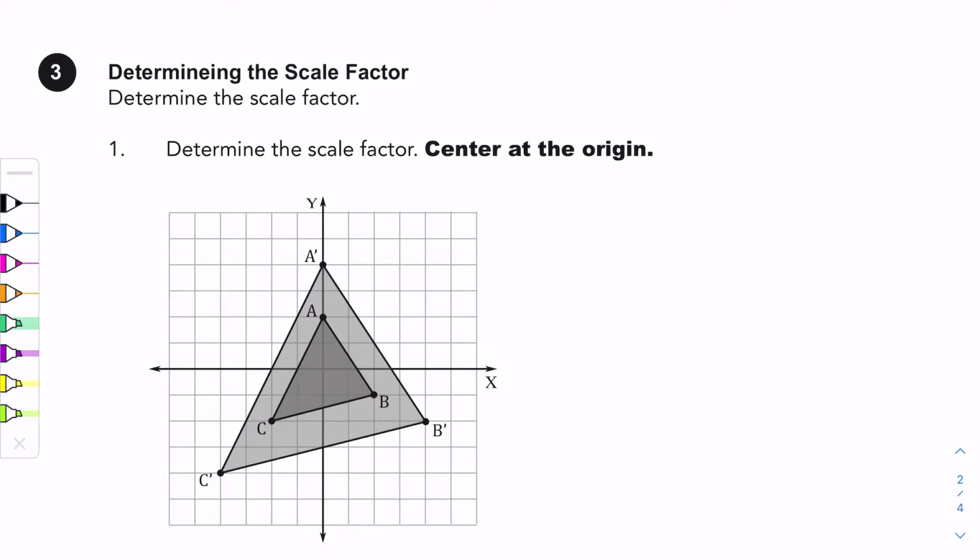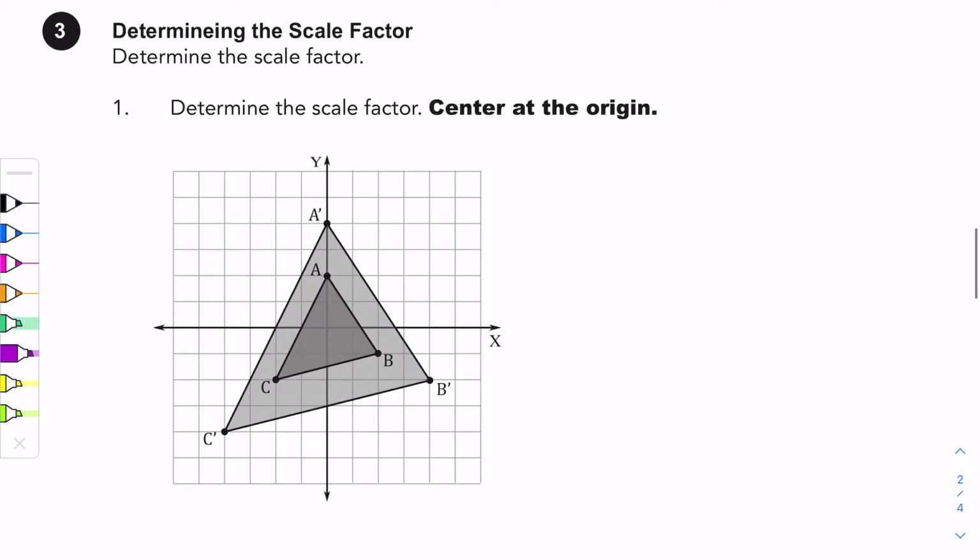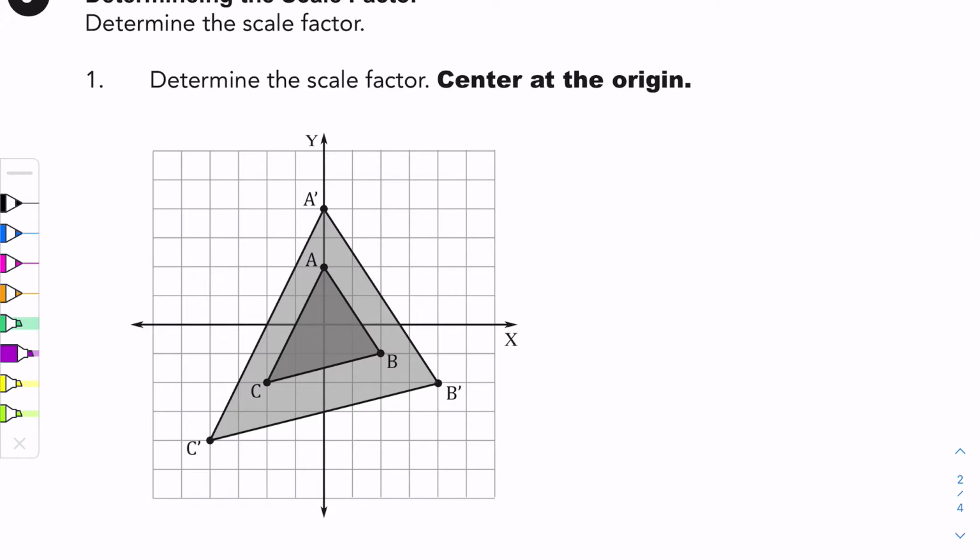Next, we're looking to determine the scale factor. There's many different ways you can do this. You just have to recognize which figure is the pre-image and which figure is the image. That's the biggest mistake students make, is they just don't pay attention to which one is which. So purple right here is your pre-image. I know that because of the notation. And your image is this green highlighted figure. And I know that because, again, of the prime notation.